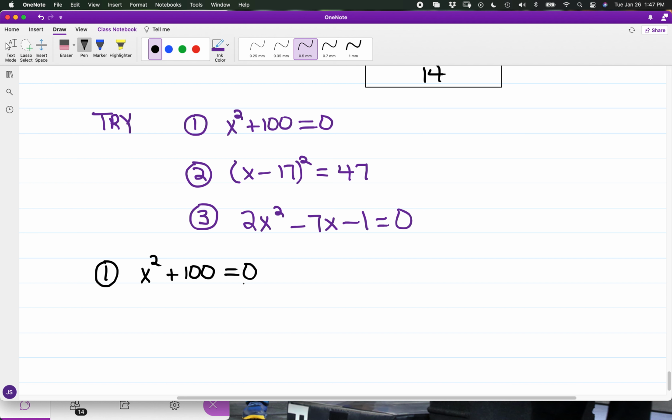So for x squared plus 100 equal to 0, if I isolate the x squared term, once again I'm going to take 100 away from both sides.